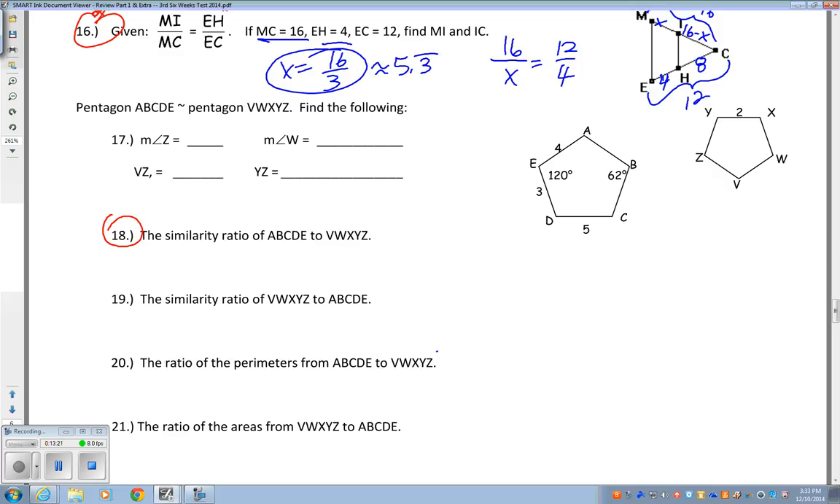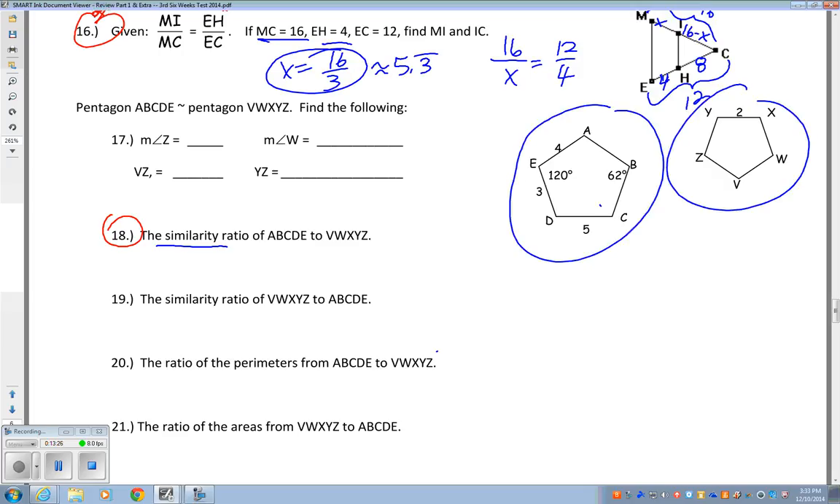Similarity ratio. All right, look at these pictures. Everyone agree that this pentagon ABCD is the big one? And we're going to the small? All right, so if I'm going big to small, I'm going to compare my similarity ratio as that. I need a big side to a small side. They go together. So big to small. This side goes with this side over here, right? All right, so that would be 5 over 2.